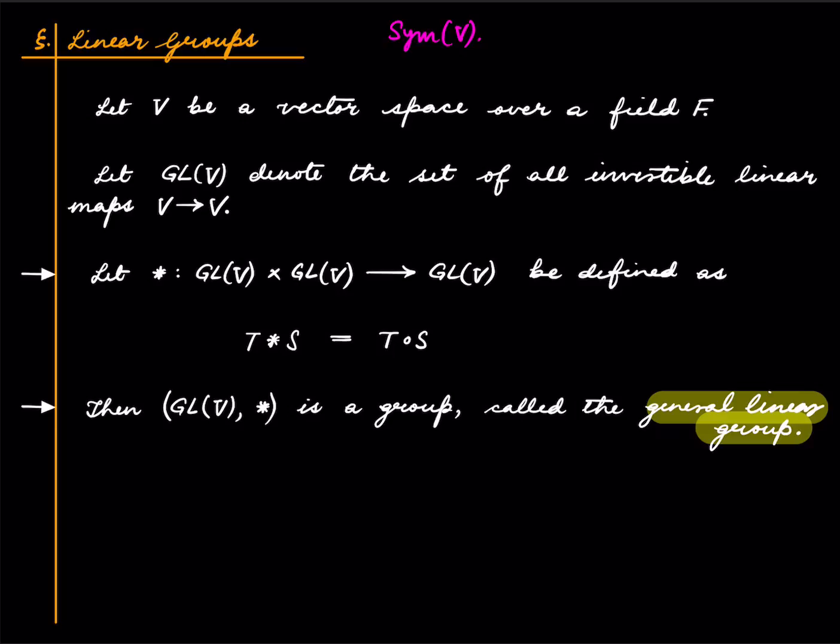Clearly, GL(V) is contained in Sym(V) as a set. Every member of GL(V) is, of course, a bijection in particular. So, because we are preserving more structure, more than just the cardinality, we get a smaller group, right? So, I hope you understand what's going on. And take it as an exercise to show that this is indeed a group. That's important.